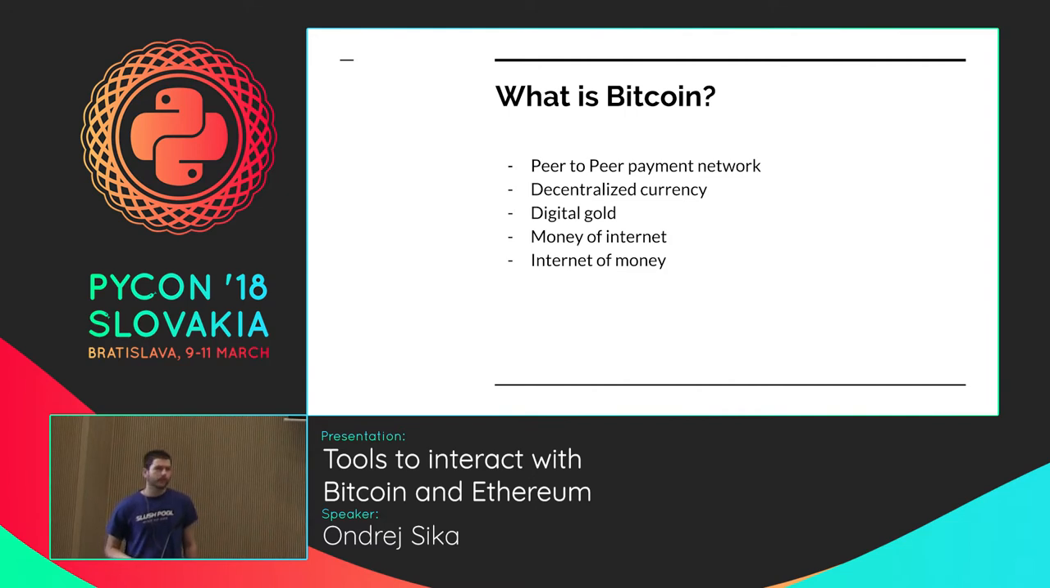I use the words of Andreas Antonopoulos: the internet grew so fast because you don't need to ask for permission to build a service on top of the internet. You can start a website, buy a simple cheap server, start learning some Python, and it's so easy to start something on the internet. And it's similar with money in Bitcoin.